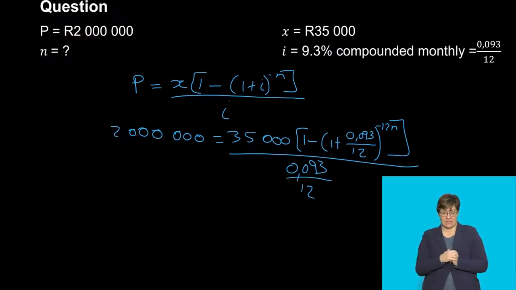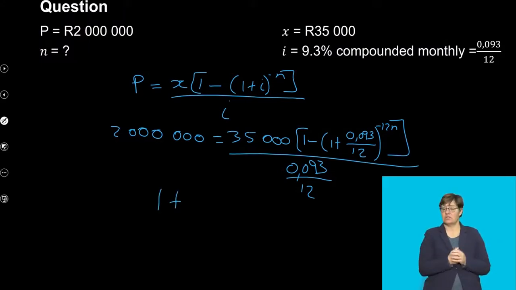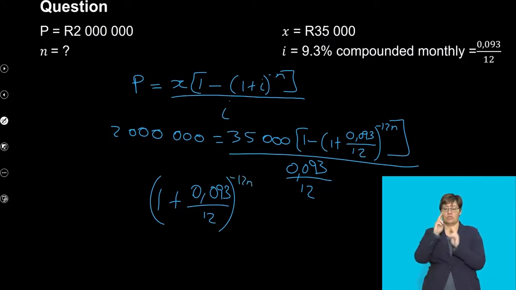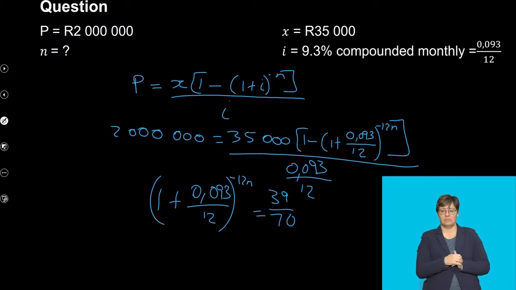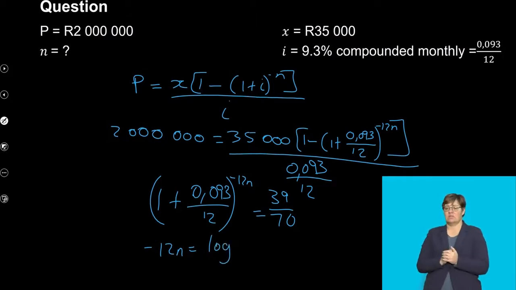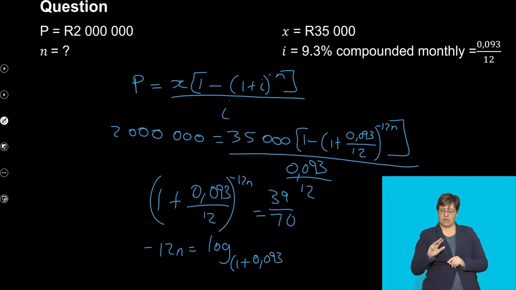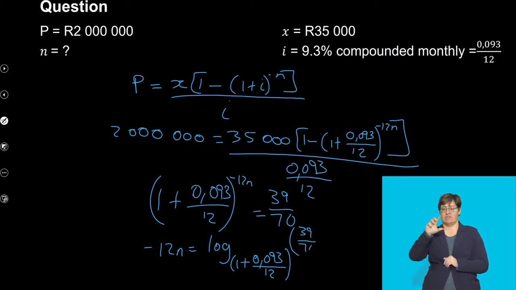So this will be 39/70. So it means now I am left with 1 plus 0,093 over 12 to the exponent of minus 12n equals, I think it was 39/70. But I will just verify for you now. Yes, 39/70. Then from here, this will be negative 12n equals the log, with base 1 plus 0,093 divided by 12, of 39/70. And I want to find what the answer is there.